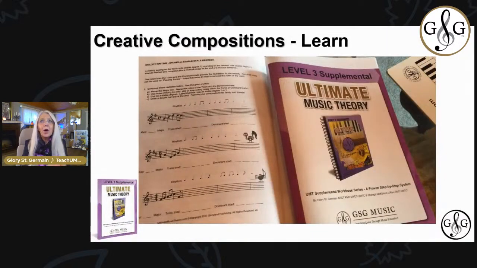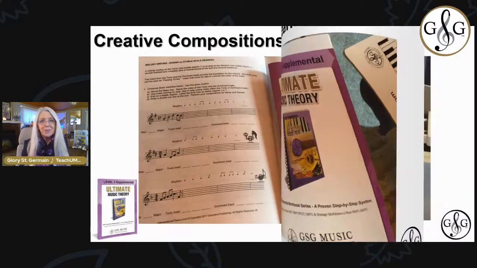So the next part is to learn. As we're going through these exercises with our students, this is inside the level 3 supplemental workbook. Make sure that you're working through each step, right? And really acknowledge their wonderful participation and creativity, because that's really what it's all about. It's just being creative, right? They can also take their music and transpose it an octave higher, an octave lower, or even into another key. So make sure that we're really helping them learn how to create compositions.